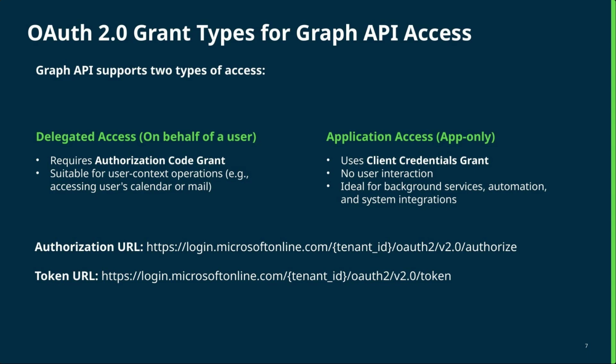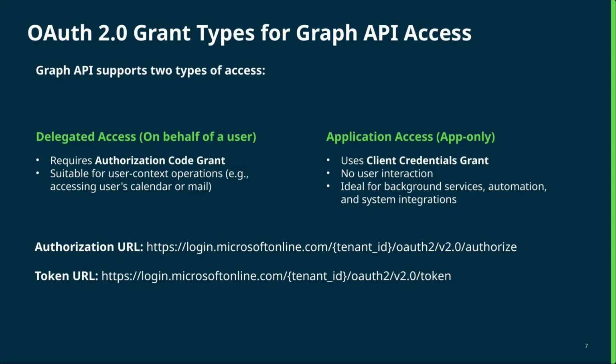This is a typical authorization URL which you can use to authorize your application and get the token. Similarly, if you are using application access, you can directly use the token URL, so that it will dynamically get the token whenever a request is sent out to the Graph API. So this is the difference between delegated access and application access.